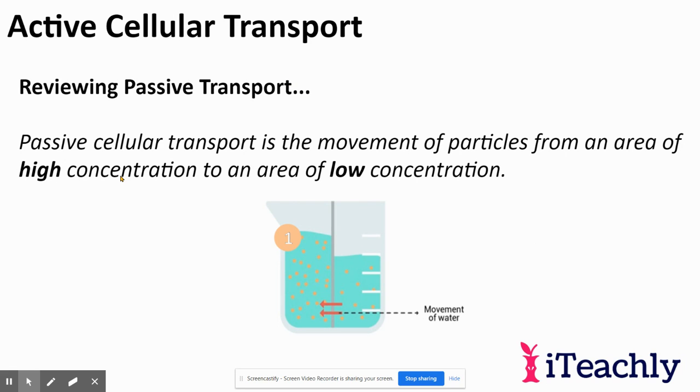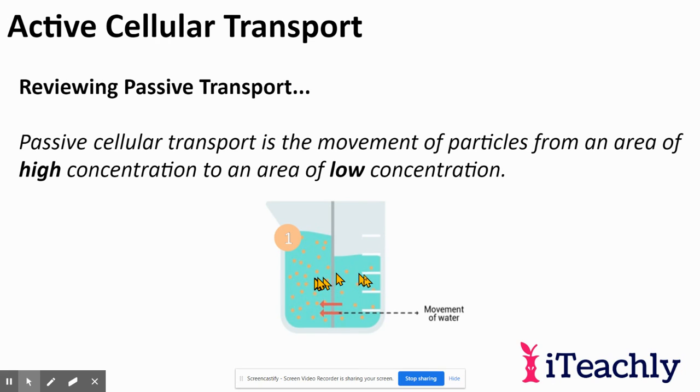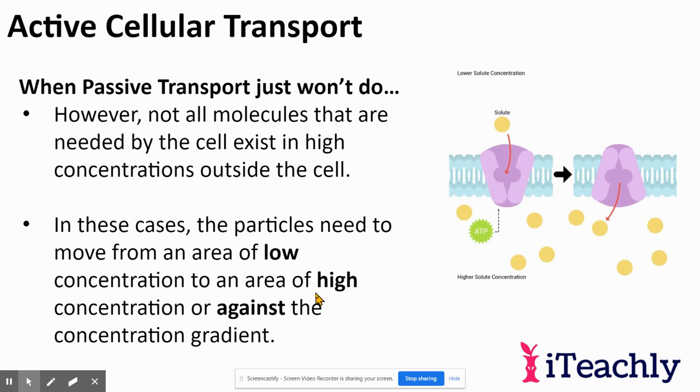Okay, so we'll review passive transport. Passive transport moves from high concentration to low concentration, and it does not require energy. So it requires a gradient, right? If there's equal amounts of sugar on each side, that would be isotonic, and water can move back and forth, but there's no net movement. So this requires a gradient. It has to have a high and a low concentration, but it does not require energy.